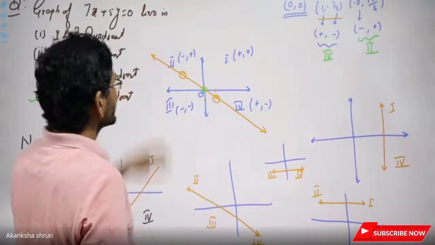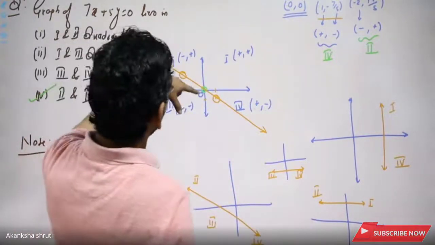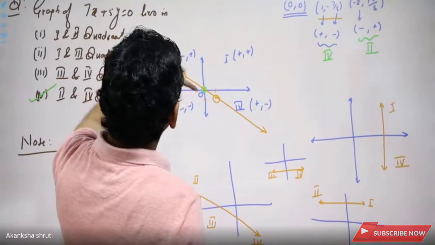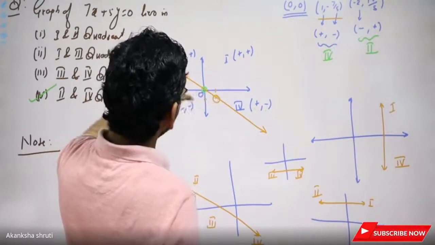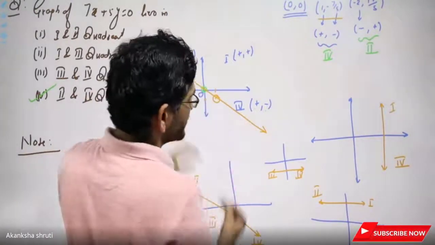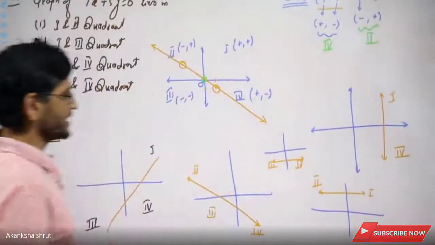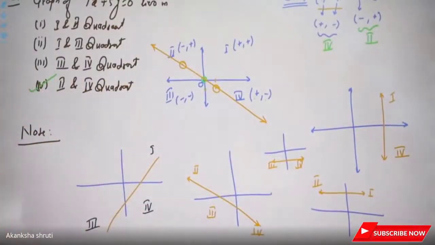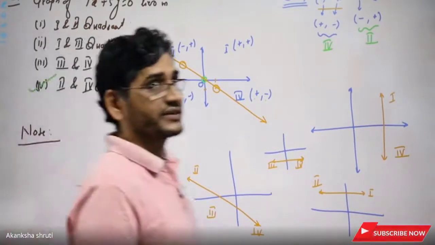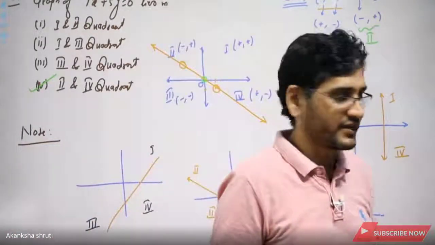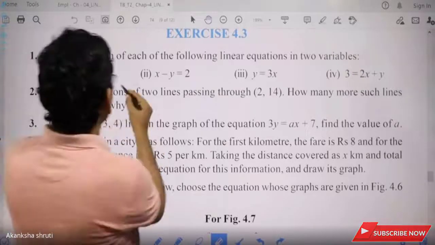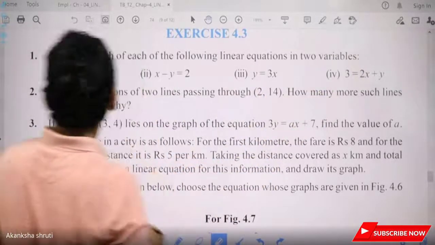Okay, students, if the graph is through the origin, then it will lie in two quadrants, they will just cross. Okay, but here it is like this. So this is the difference that we have to understand. So this was all about today's class and everything we have learned. Nothing is left now. So we have drawn the graph of all such equations.